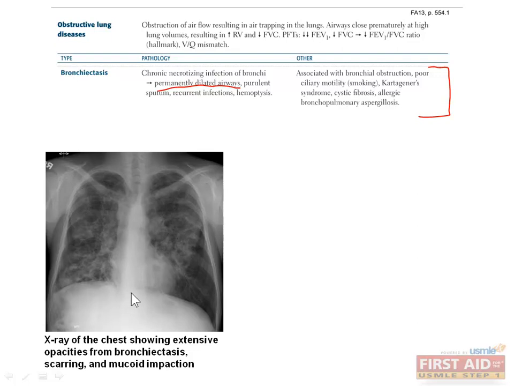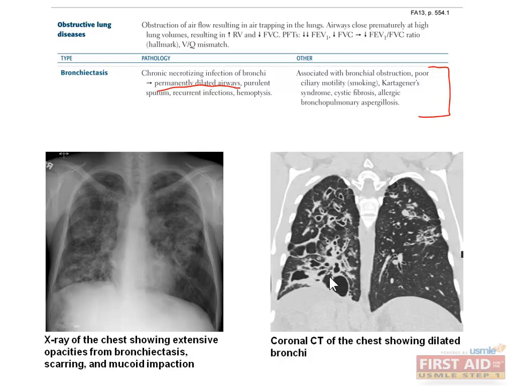Here's a chest x-ray of a cystic fibrosis patient with bronchiectasis, scarring, and mucoid impaction. Note that he has relative sparing of the left lower lobe. And here you have a coronal CT in a patient with recurrent and chronic pneumonia. You can clearly see the dilated bronchi, especially on the right side.